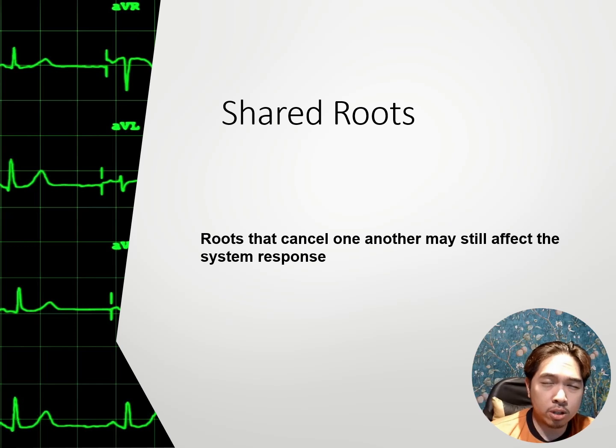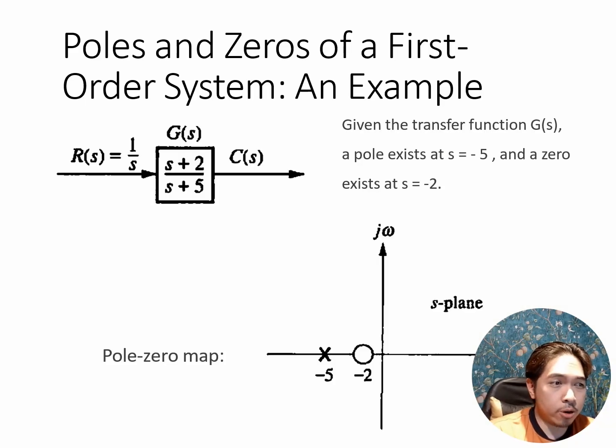In a system, we also have what we call shared roots. Sometimes a root appears in both the numerator and the denominator, and these are called common roots. They may even cancel each other out, however, they still influence the system's behavior and must be considered during analysis. So we have a figure here.